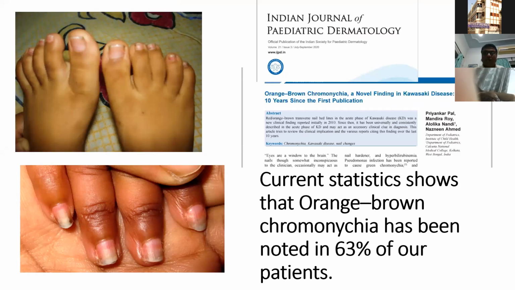It can be noted in almost 60 to 65% of the patients. And this is one change that can be appreciated in the acute phase, because the periungual desquamation, which is a classical nail change, comes more often in the subacute phase. And this change comes around day 4 to 5. So always remember to have a look at the nails. You may come across this finding.